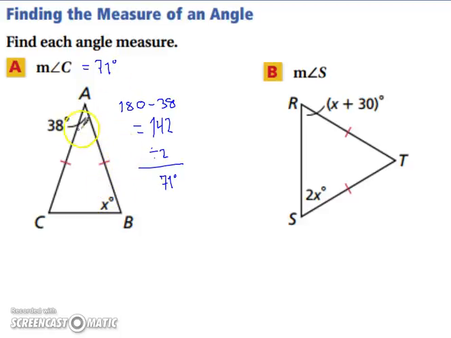You could also have done 38 plus x equals 180 and solved for x. Now we have another isosceles triangle, and our base angles must be congruent. So x plus 30 equals 2x. Subtract x from both sides, and we have 30 equals x. Now we can substitute that in to find the measure of angle S. 2 times 30 is 60 degrees.